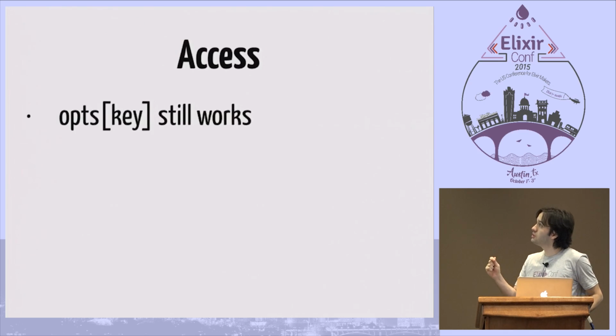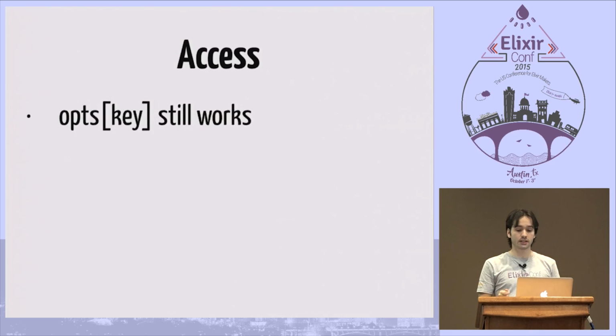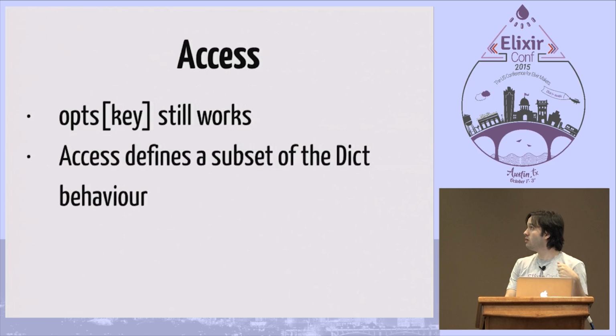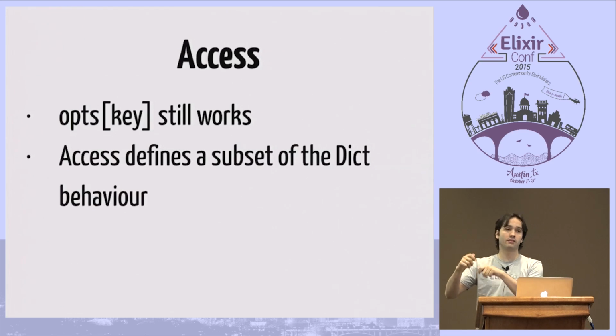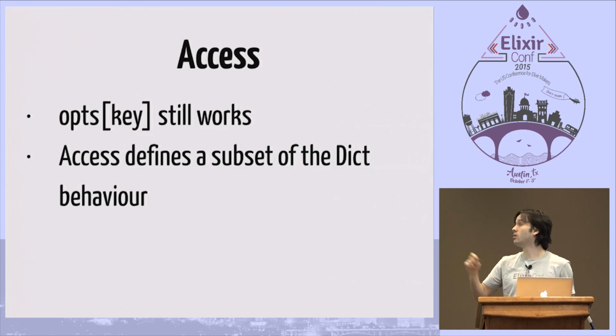So this means that the options[:key] bracket syntax still works, okay? But what you can't do is implement the Access protocol or derive it. What is happening is that Access now defines a subset of the Dict behavior. So if you're using the bracket syntax for accessing dictionaries, keyword lists, and maps, it's fine.